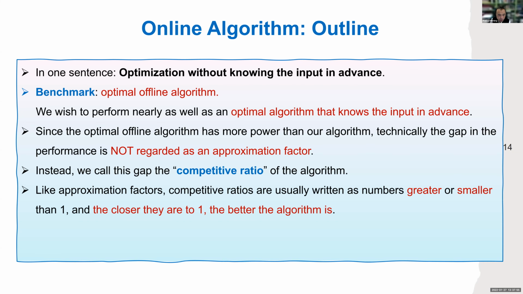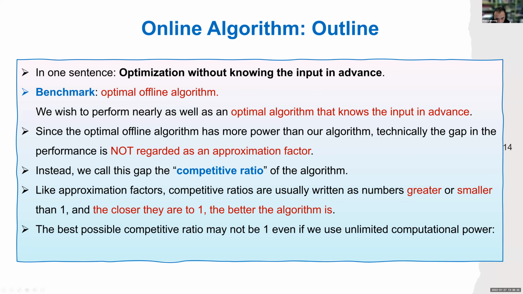Now, of course, on the other hand, just like approximation ratio, we also hope the competitive ratio to be close to 1. No matter whether it's greater or smaller than 1, we hope it to be close to 1. Because for minimization problem, it's larger than 1, but we hope to be close to 1. For maximization problem, the ratio is less than 1. Again, we want to make it close to 1.